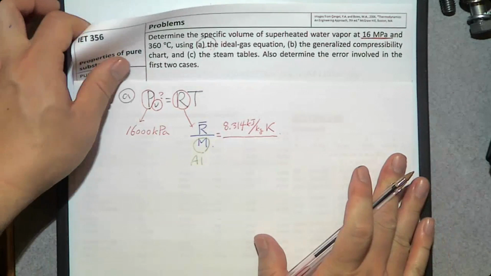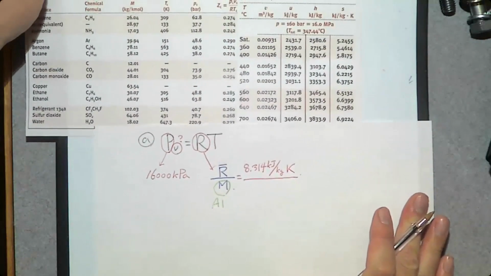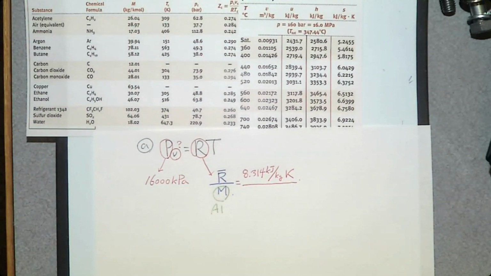So let's go to table A1. In this table A1, there's water and M is right here. The molecular weight of water is going to be 18.02.